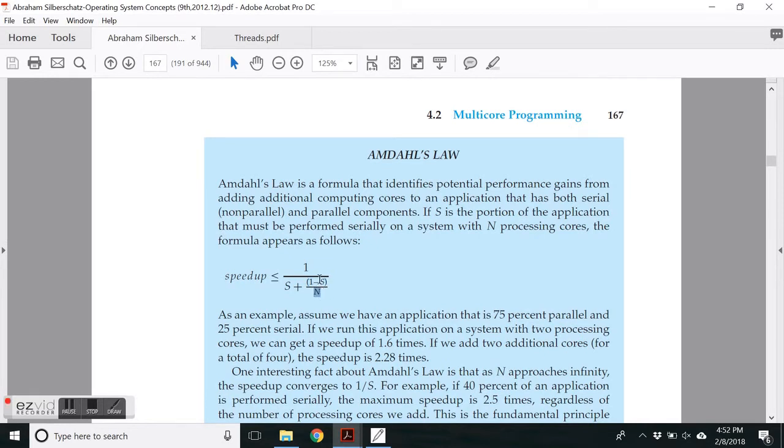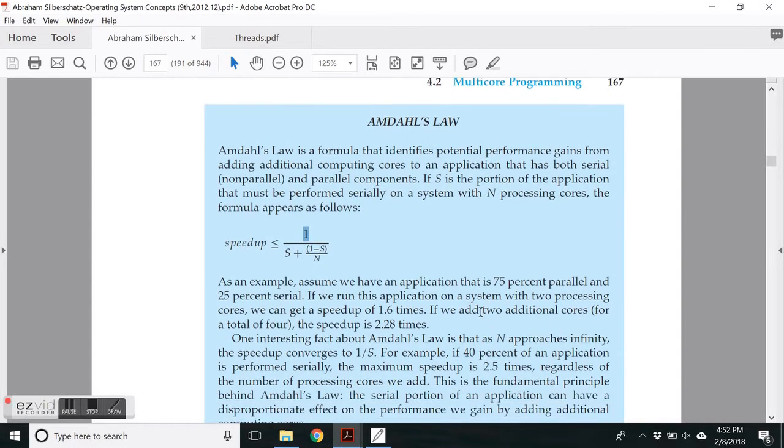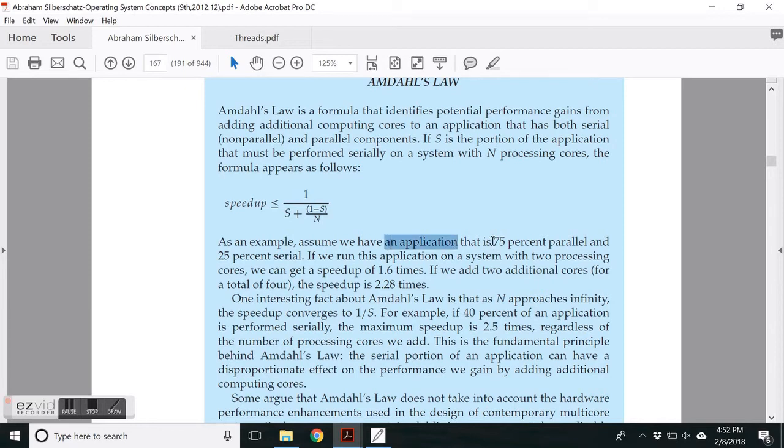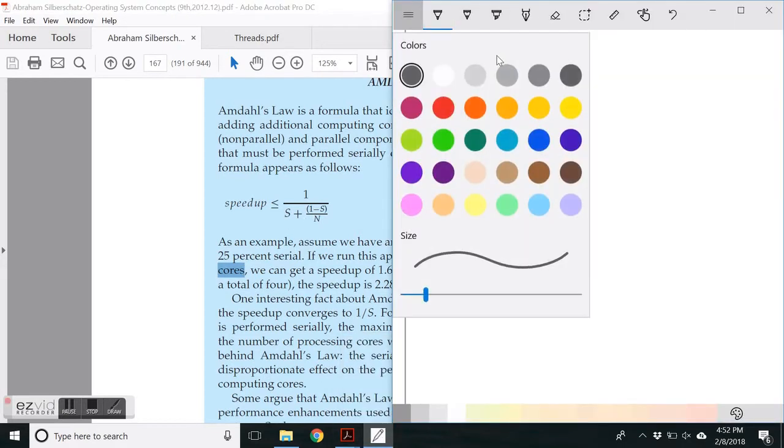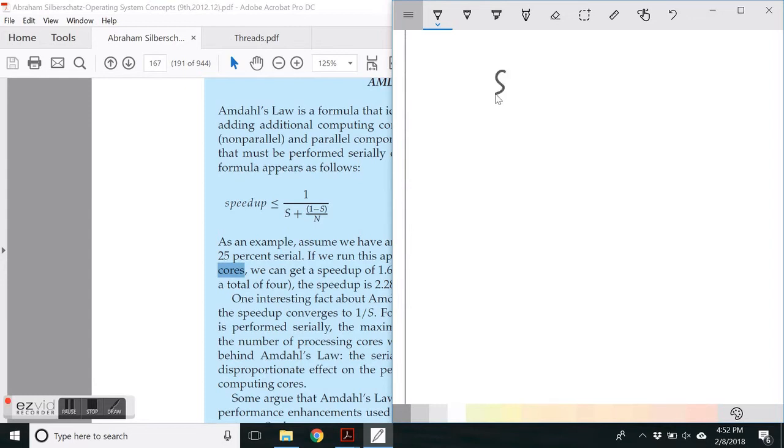So S is the percentage of your code which is serial, that is executed on one core at a time, and then there's the part of your code that leverages multiple cores of the system and runs your code in parallel. Speed up is 1 over the sum of these two items. So here there's an example. Suppose there's an application where 75% of the code can be parallelized and 25% is serial. In this case, what would be the speed up of your code using two processing units? Let's try to work on this example using the same formula.